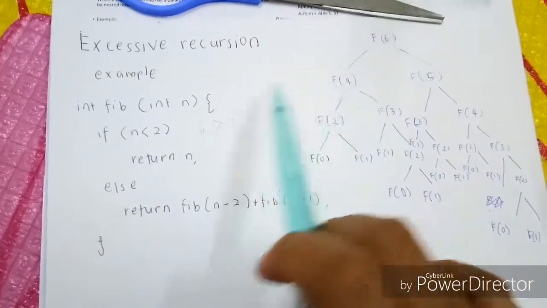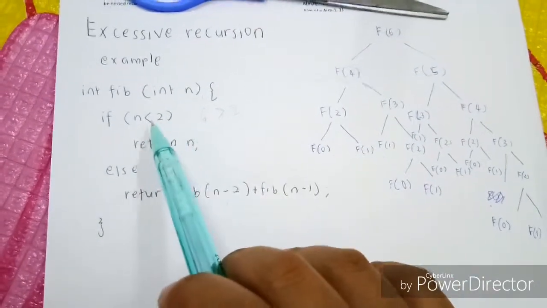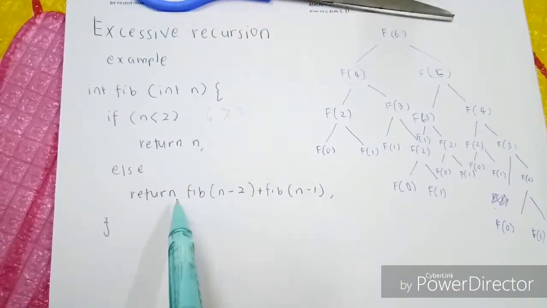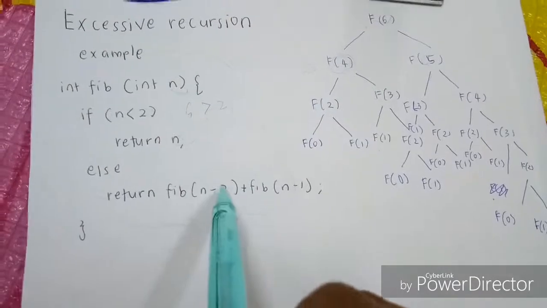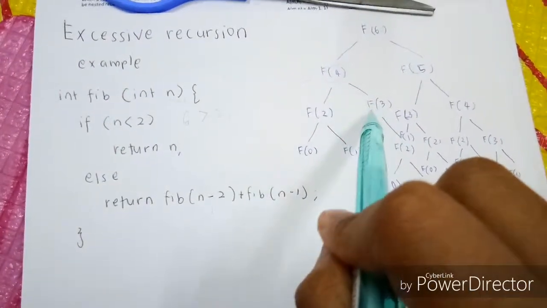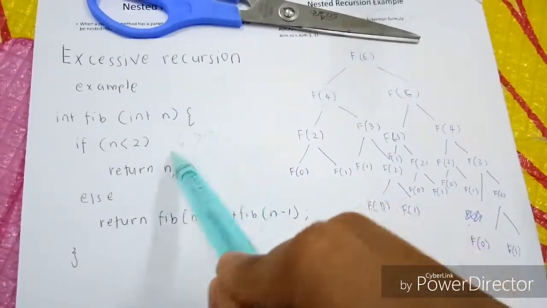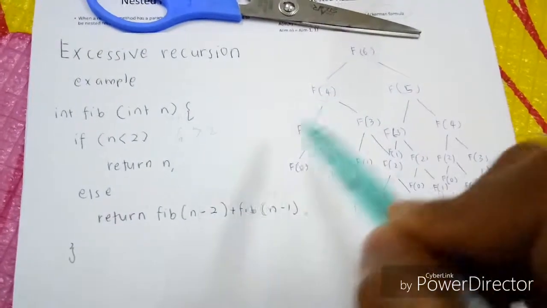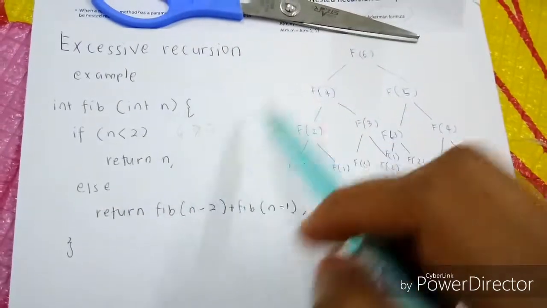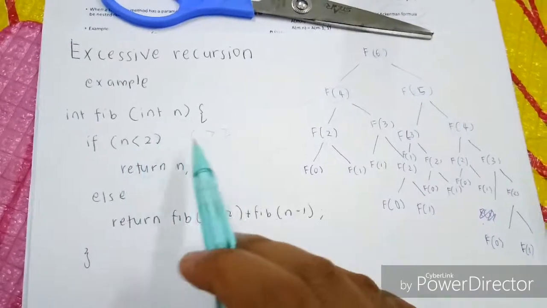So we enter the value of 4. 4 is not less than 2, so it will go to the second condition, which is 4 minus 2 is 2 and 4 minus 1 is 3. For the 5, we enter and it is not less than 2. 5 minus 2 is 3, 5 minus 1 is 4, and we repeat the process until we get a value less than 2, and it will return n.